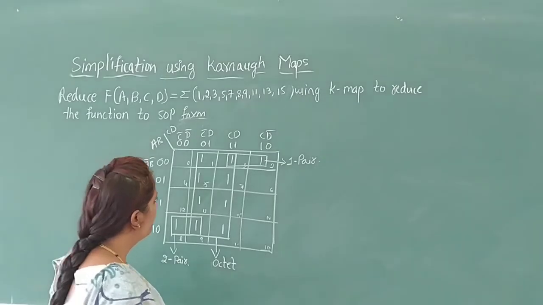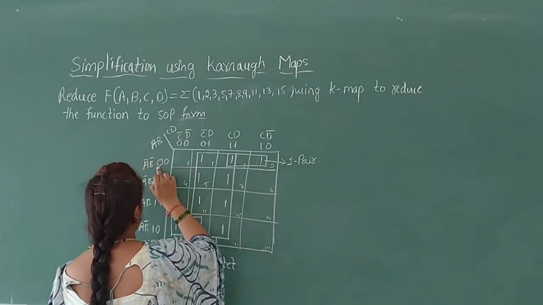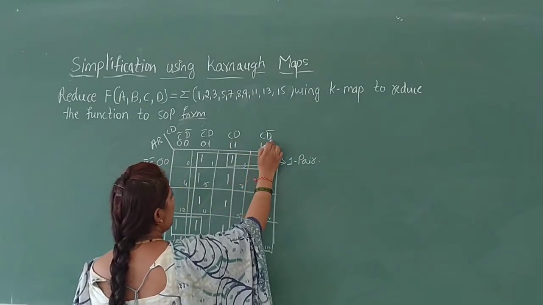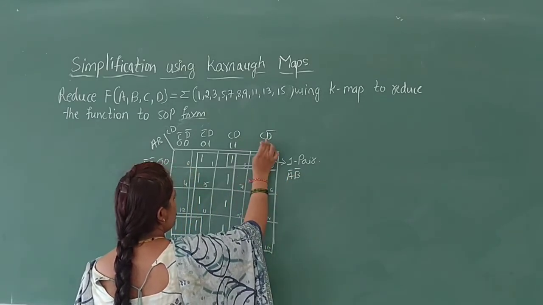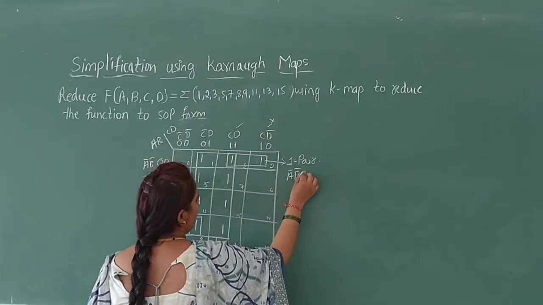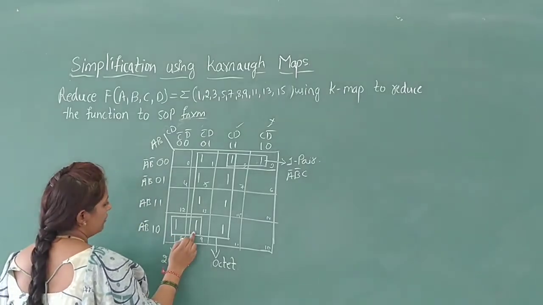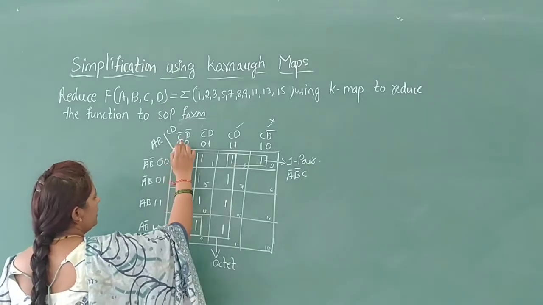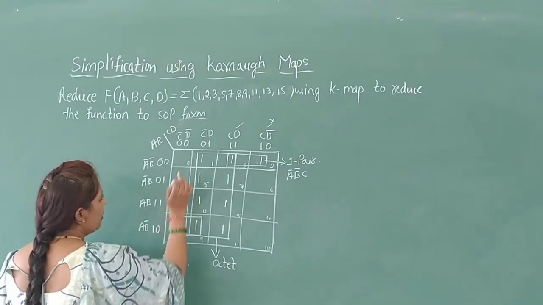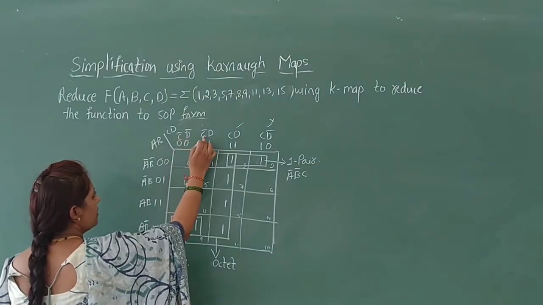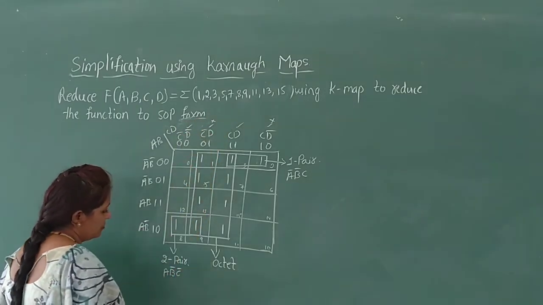Then write the minterm value for the first pair. These two values are found in row A B bar, but in columns C D and C D bar. Write the row A B bar as it is. Compare these two column values, D, D bar removed, only C is taken out. And for the second pair, these two values are found in a single row A B bar, but in C bar D bar and C bar D. A B bar is taken as same, but compare these two columns, D bar, D removed, only C bar is taken out.